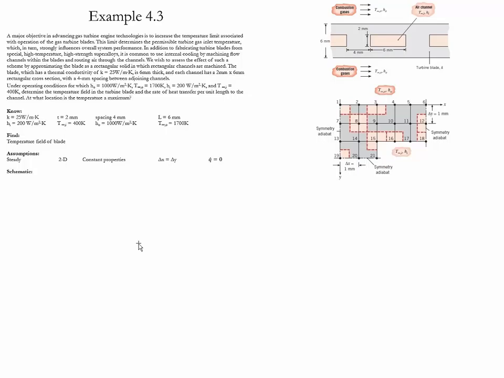Example 4.3. In this example, we have a turbine blade. The blade is exposed to hot gases and also has air channels within it. Notice that we have convection taking place at the top, and we also have convection taking place on the inside, in the air channel.